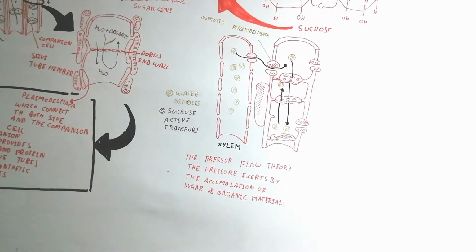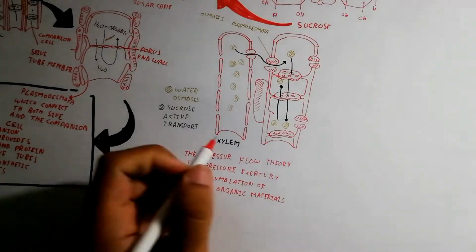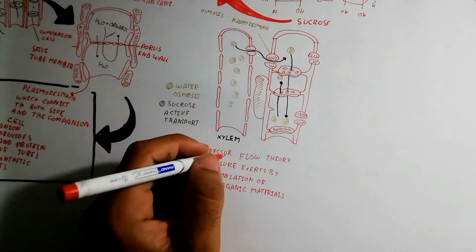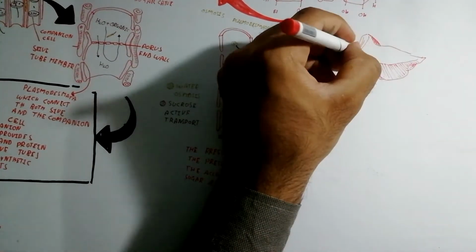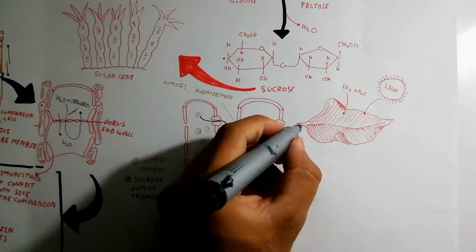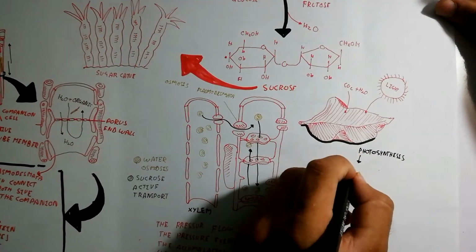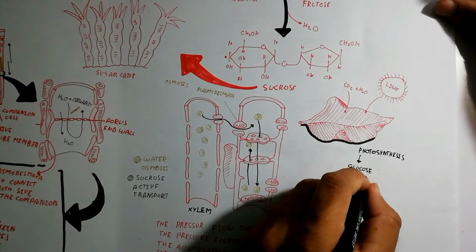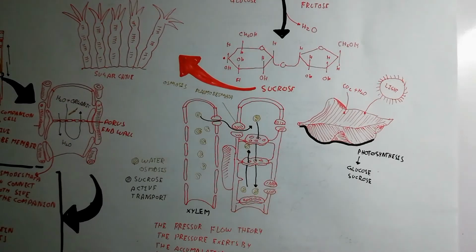That sieve tube contains multi-directional movement of food as well as multi-directional movement of water. That is why it's known as phloem, because its direction is not unidirectional as compared to the xylem. So here the light will be absorbed and carbon dioxide absorbed, and water will be absorbed through the xylem to produce photosynthesis, glucose, sucrose.